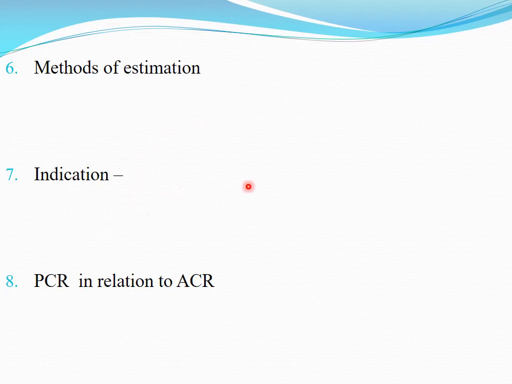The indication. So why do we go for ACR? For the diagnosis of nephropathy, whatever nephropathy it is. So firstly for the diagnosis of nephropathy. Then for the detection of early stage of diabetic nephropathy.